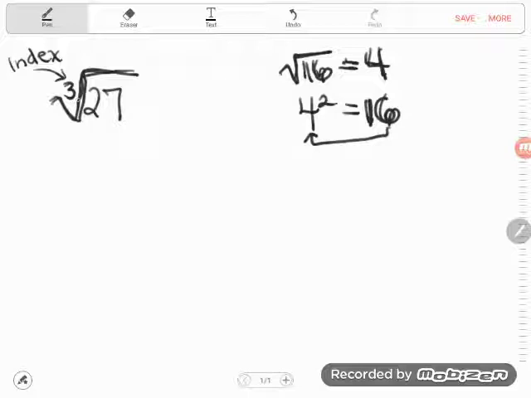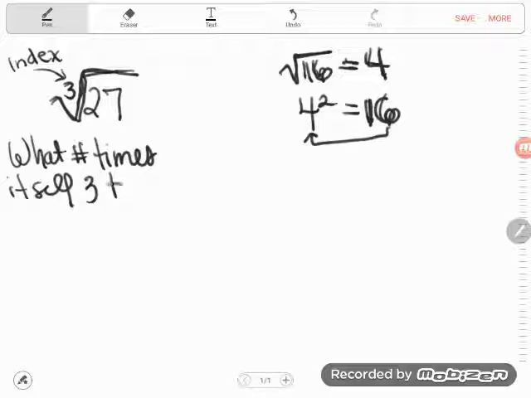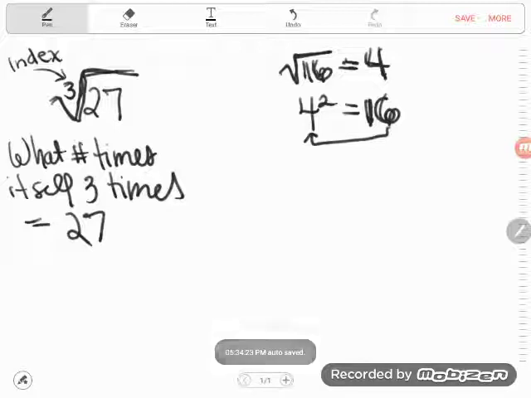And so here, when I'm looking at a cube root, I'm asking what number times itself 3 times. Now, not times 3, that's not what I'm saying. So what number times itself 3 times equals 27? Or another way to say that, what number cubed equals 27? So again, we're going to work backwards in order to do a cube root.